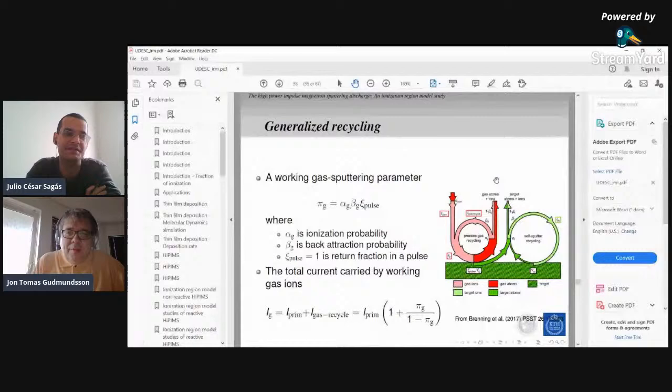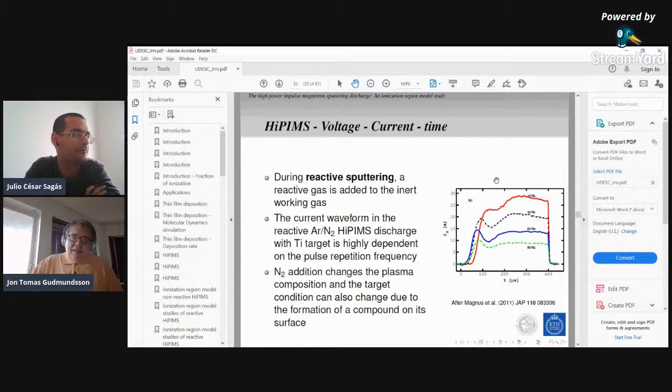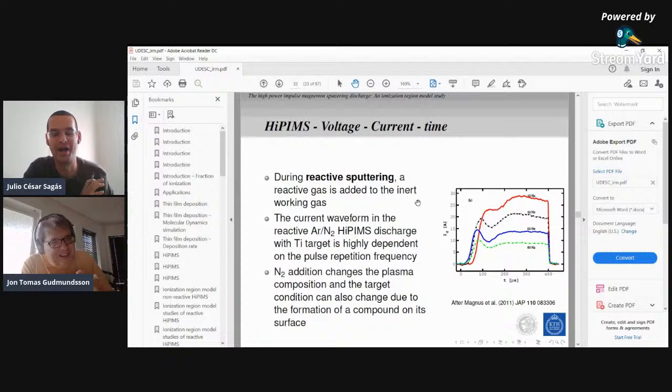So here, do you see my view graph still? Yes, yes. So here is the case of nitrogen. In this case, we have not been able to see the triangular shape. There is some idea why. We are actually planning to model this as well.